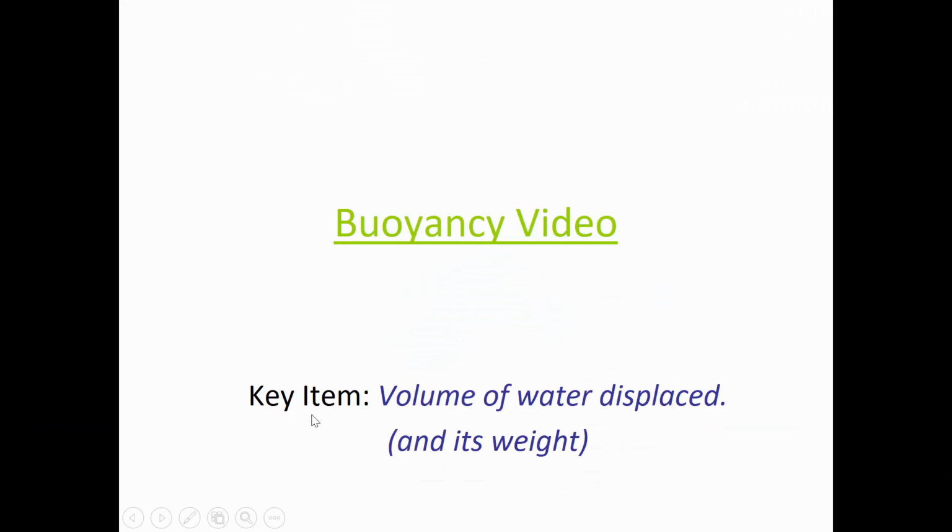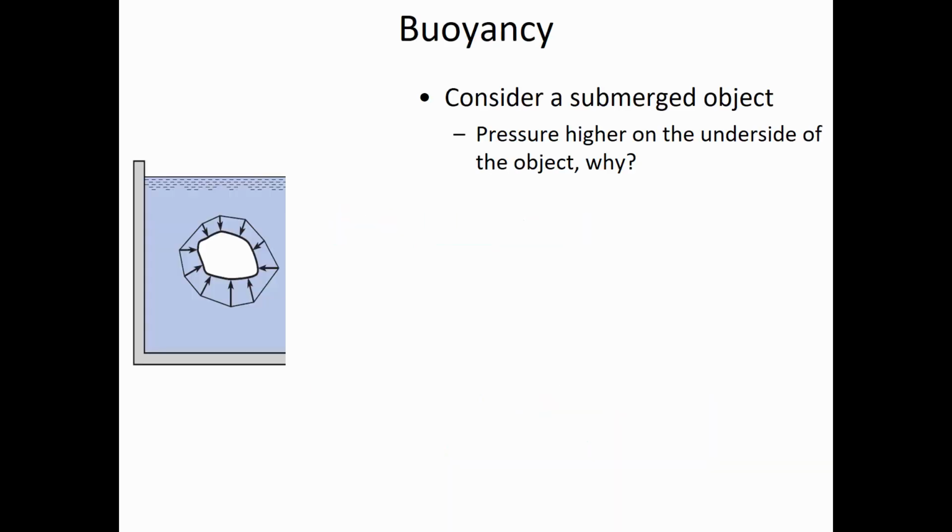So the key item when it comes to buoyancy is the volume of water that's displaced and how much that water weighs. Ships, barges, submarines, any sort of submerged object is displacing water, the water that would have been there if that object wasn't in its place. So here's an illustration showing some submerged object. And what this is showing is a distribution of pressures. Well, why are these pressure vectors bigger at the bottom than at the top?